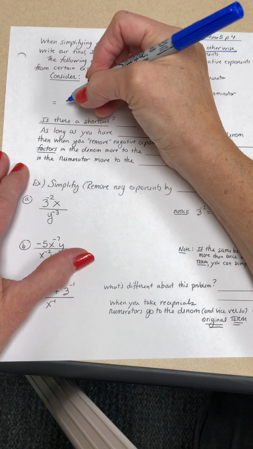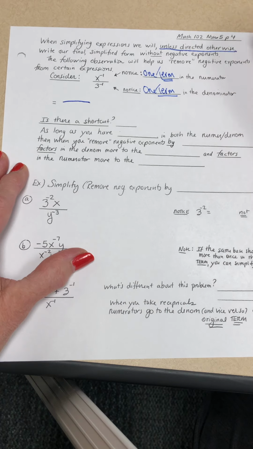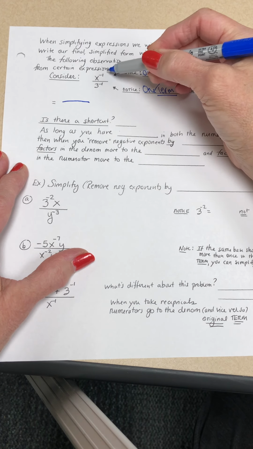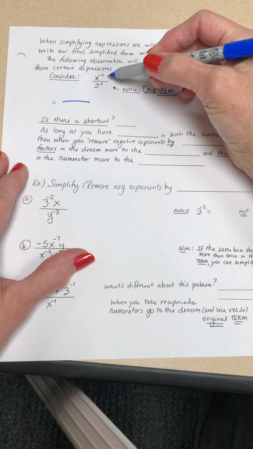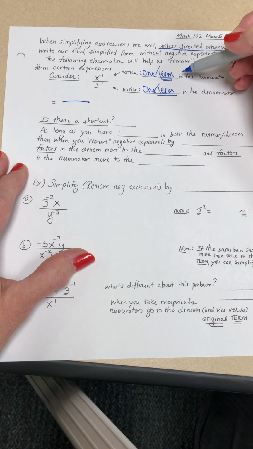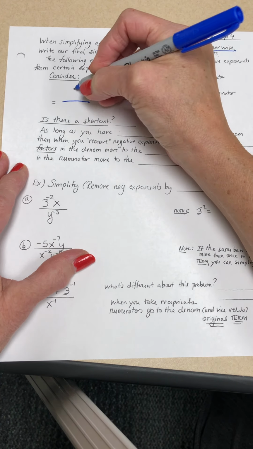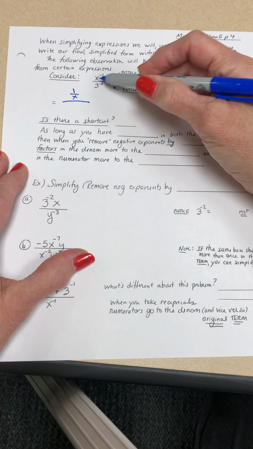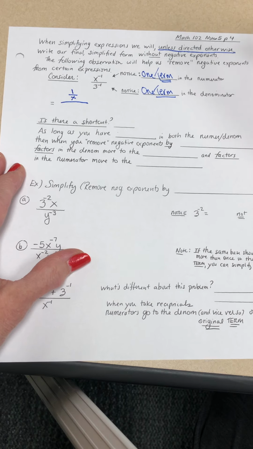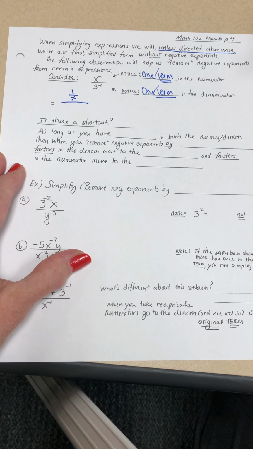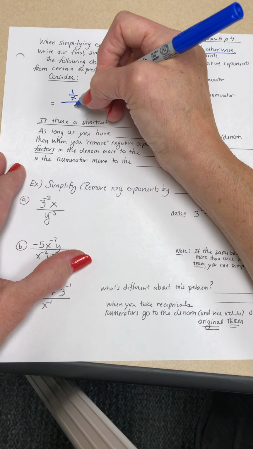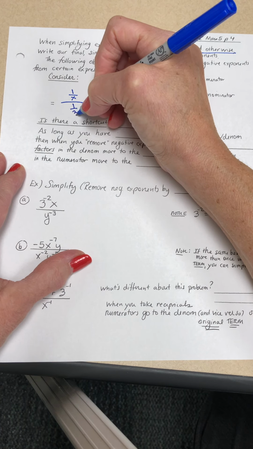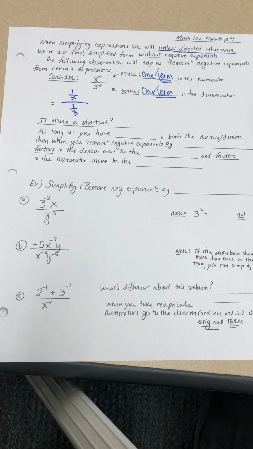So, when you take reciprocals, you take them in relationship to where they are. X to the negative first is the term in the numerator. So the reciprocal will be the term in the numerator, 1 over x. 3 to the negative first is the term that's in the denominator. So the reciprocal will be the term that's in the denominator. Okay.